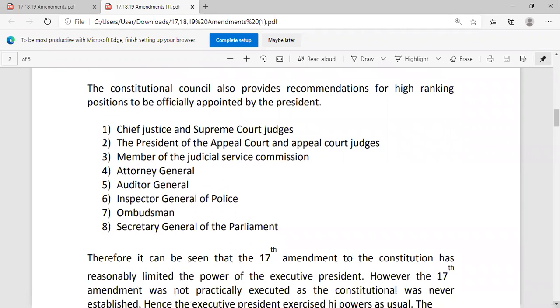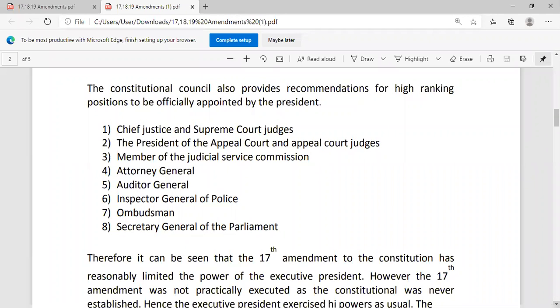Right. So other than that, we talked about the sectors. Then the Constitutional Council also provides recommendations for high-ranking positions to be officially appointed by the President: the Chief Justice and the Supreme Court judges, the president of the appeal court and appeal court judges, members of the Judicial Service Commission, the Attorney General, Auditor General, Inspector General of Police, Ombudsman, and the Secretary General of the Parliament.